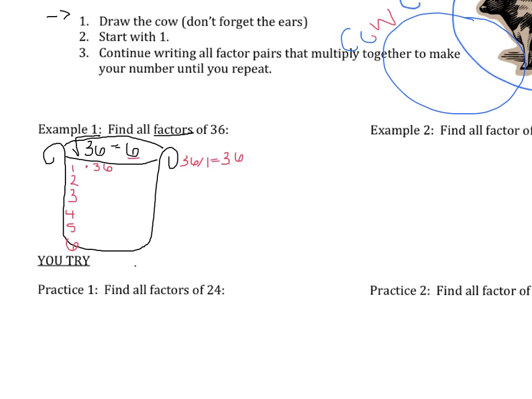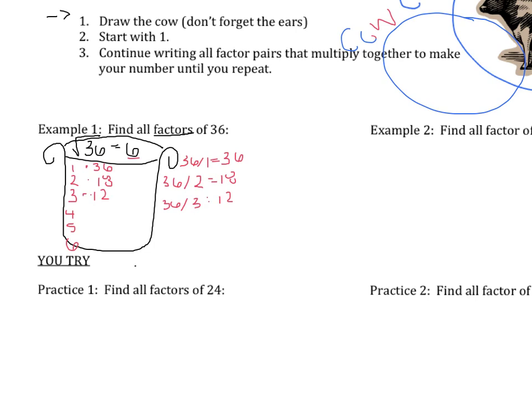I'm going to do my next one, 36 divided by 2. 36 divided by 2 is 18, so I can do 2 times 18. I'm going to do my next one, 36 divided by 3. 36 divided by 3 is 12, so 12 is a factor.